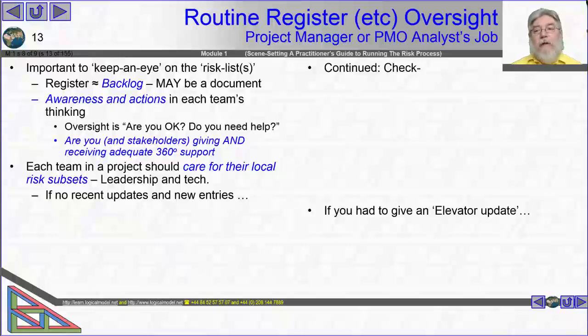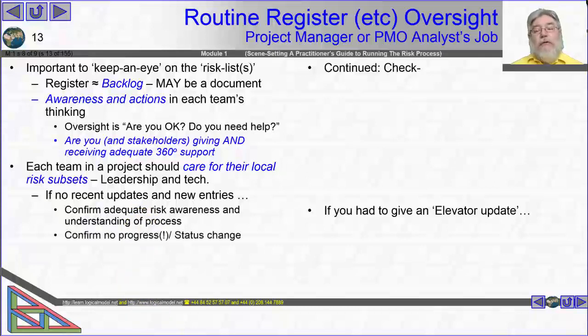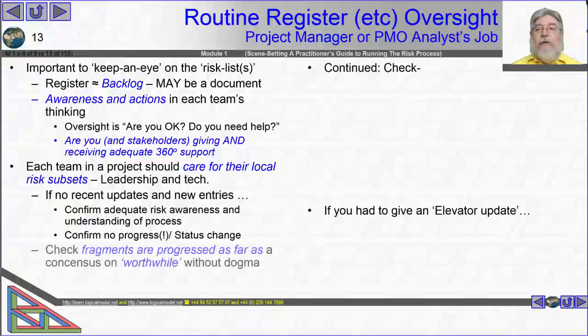If we're creating a new website and people are getting on and creating it and it's a very small team, then I'm maybe a lot less upset. But if I'm seeing no entries in the register at all, I can't be confident that people are actually taking the actions. If I go and ask them and they are, then that's the most important component. So confirm adequate risk awareness and understanding of process by seeing the register get updated on a routine basis. Otherwise, confirm no progress, no status change means no action.